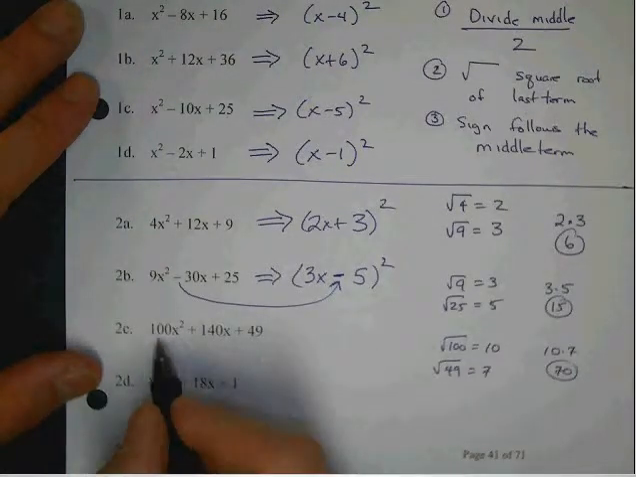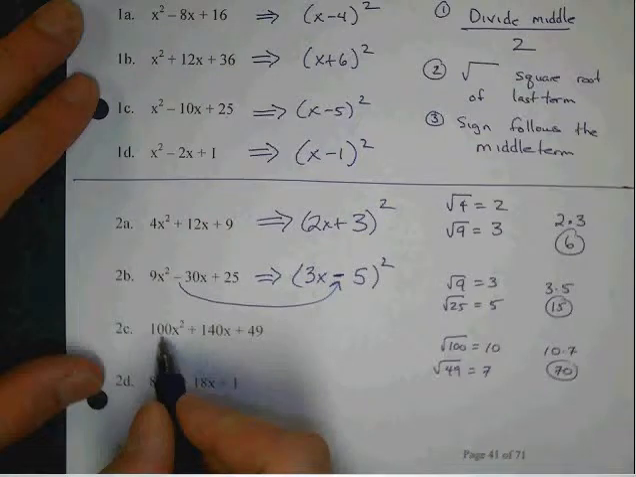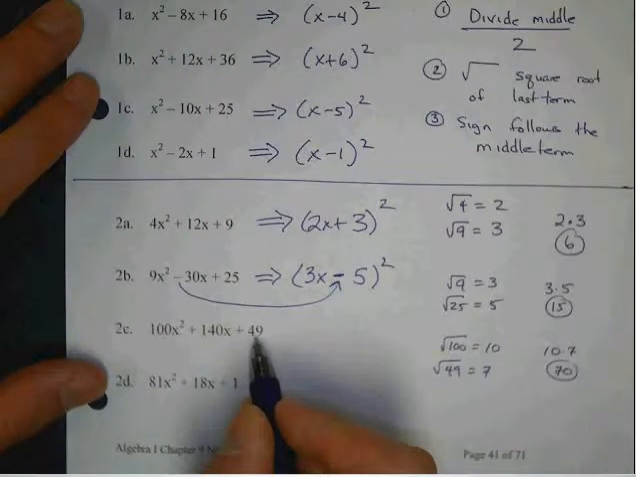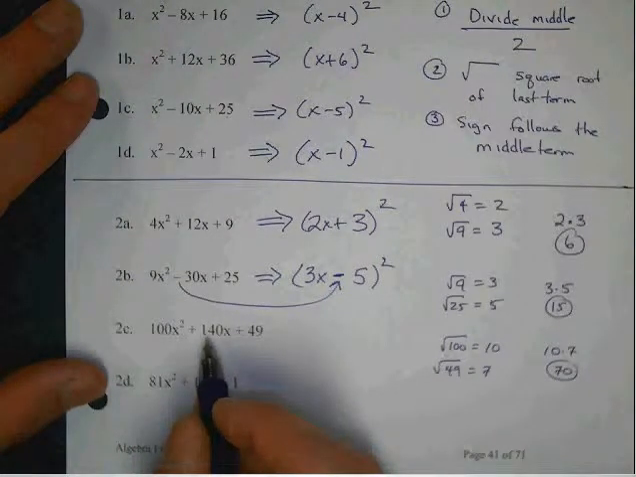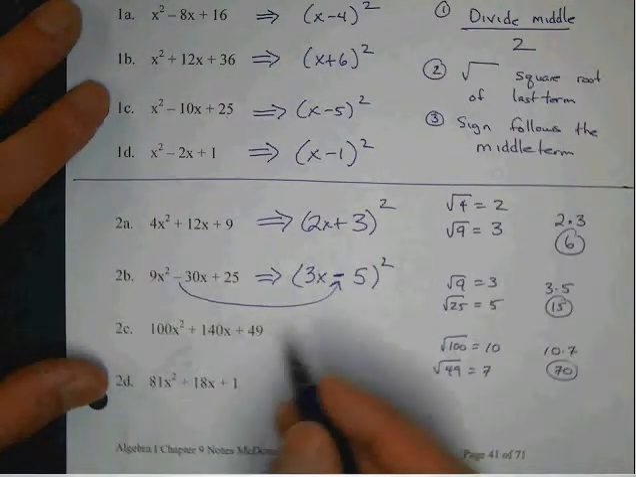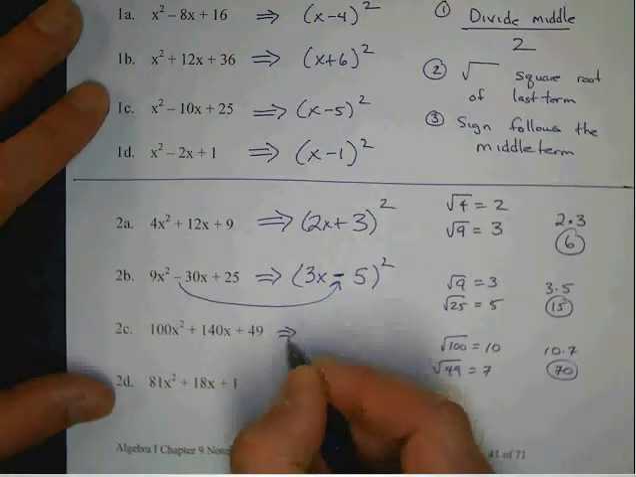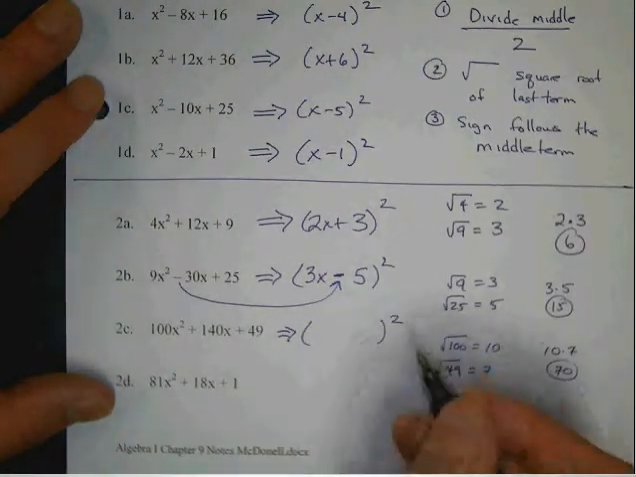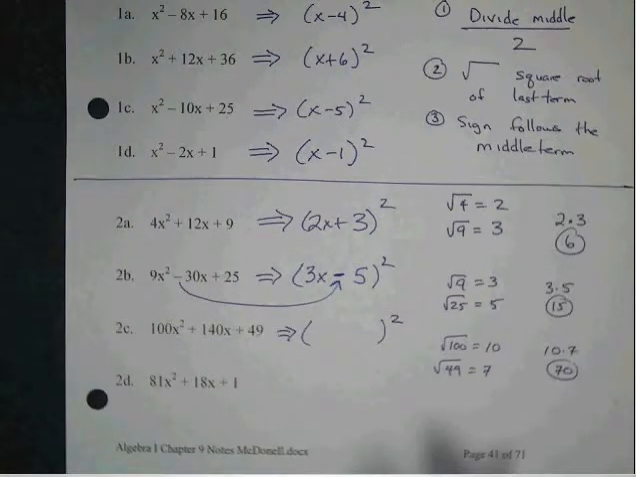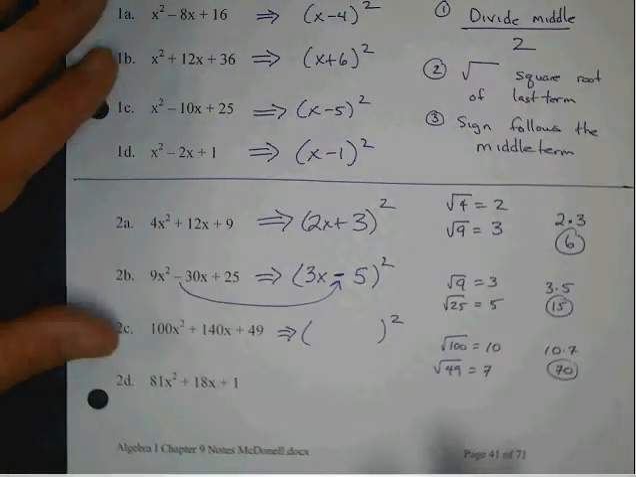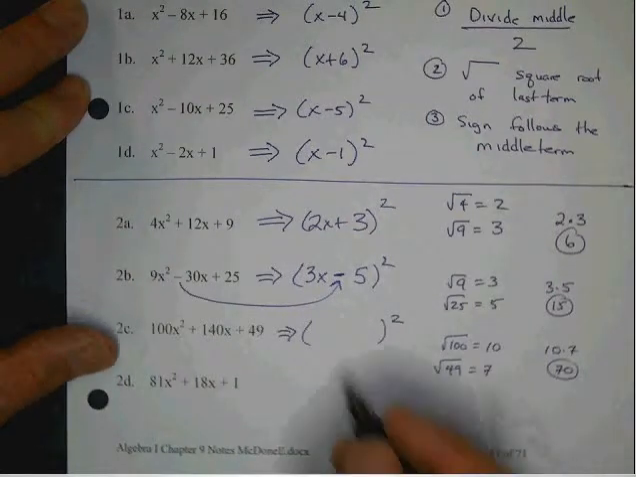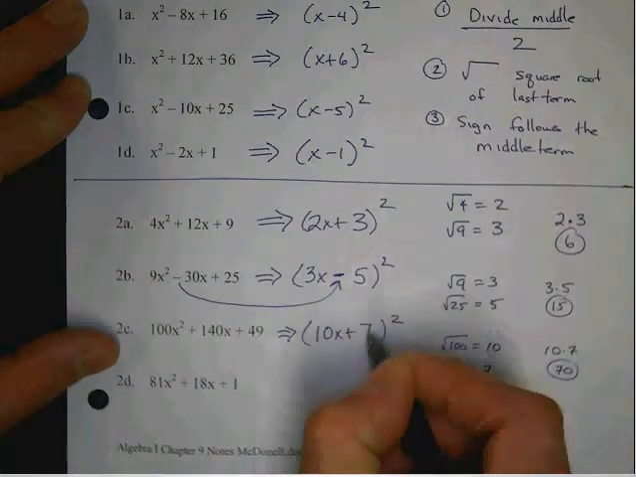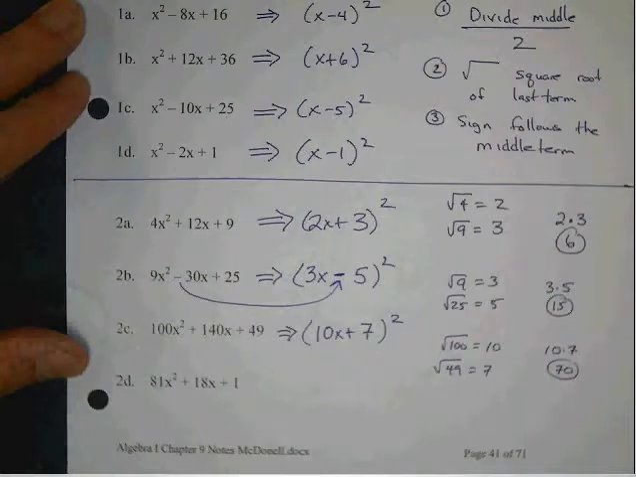Look for perfect squares. Is 100 a perfect square? Is 49 a perfect square? What's 10 times 7? Double it. Does it fit? So what is my answer? Write it down, take 10 seconds, and do the problem. What is my answer? 10x plus 7, the quantity squared.